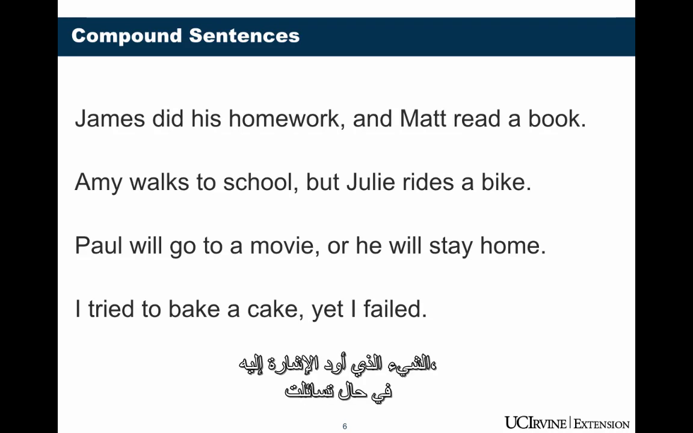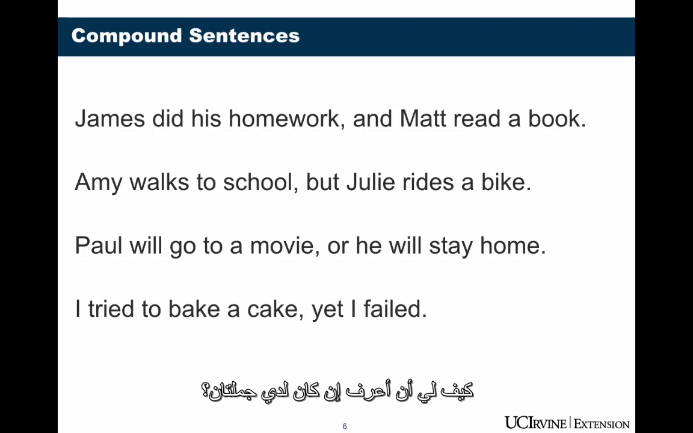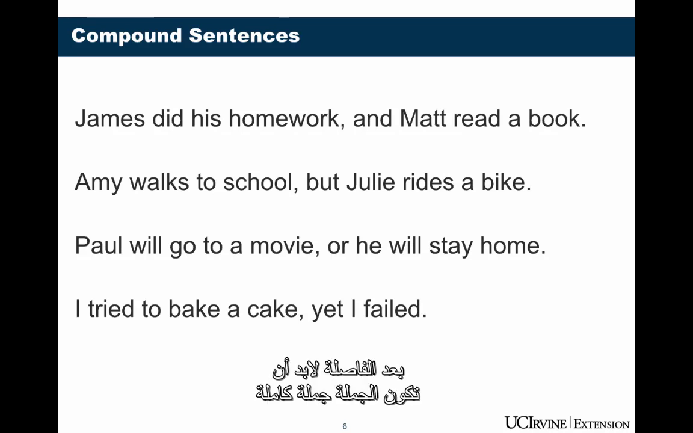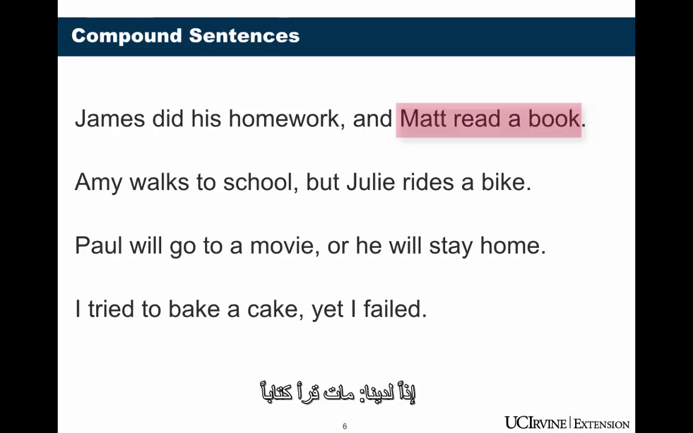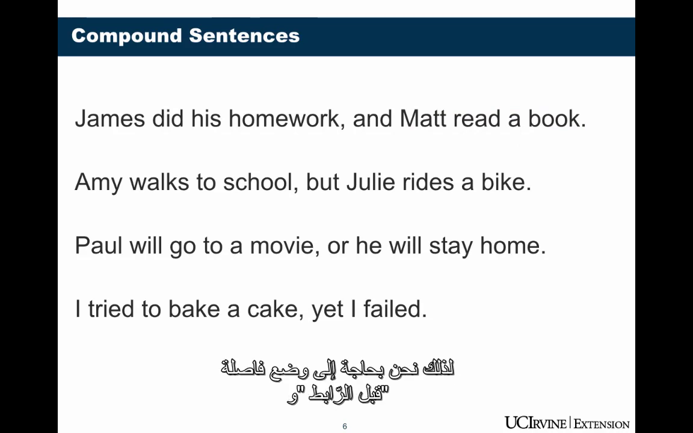One thing I want to point out, if you're wondering, how do I know if I have 2 sentences? After the conjunction, you should have a full sentence, a complete sentence. So we have Matt read a book. That is a complete sentence because Matt is the subject and read is the verb. That's why we need to put a comma in front of and.